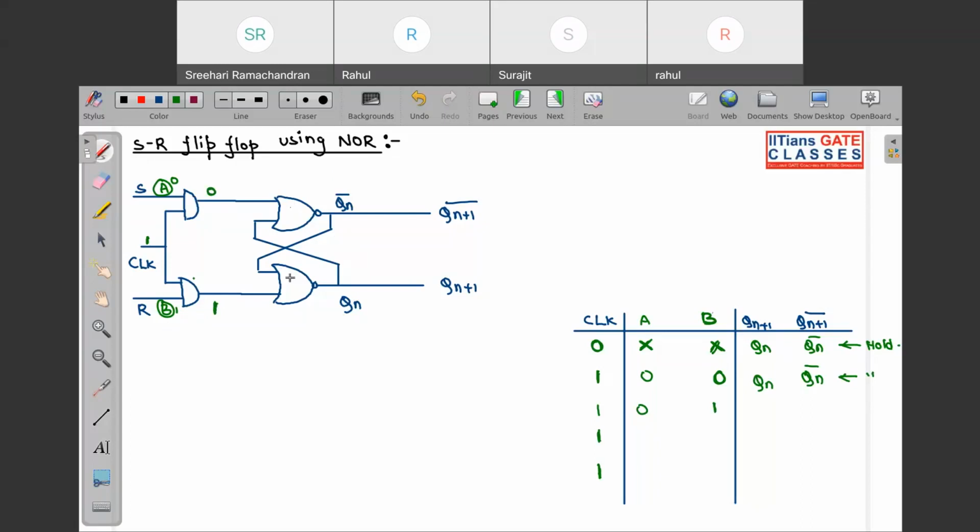Okay. So look, if I take 0, 1, what will happen? If this is 1, immediately this will be 0. And if this is 0, so both of them are 0, 0, this will be 1. So write this. This will be what? Complemented is 1 and normal is 0. So this is reset state. Okay, reset state.